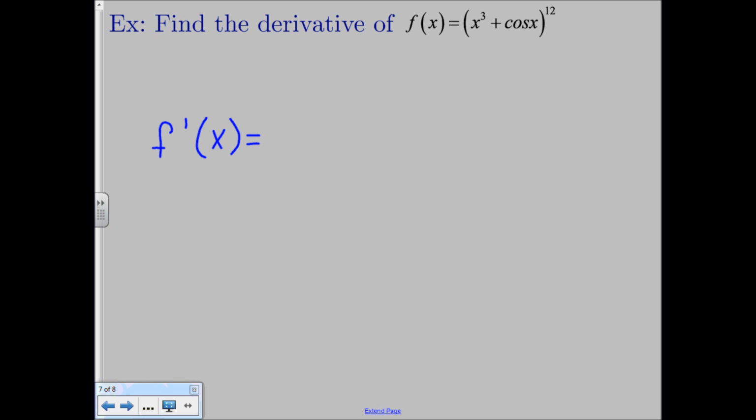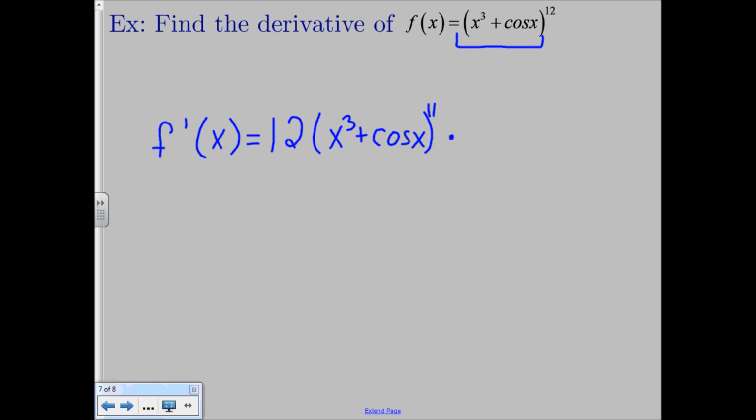So the first thing we hit, moving in for our derivative, is the whole parentheses raised to the 12th power. Since it's raised to a power, we can use our power rule. So we're going to bring down the 12. We're going to leave that base of x cubed plus cosine of x the same. We're going to subtract 1 from our exponent, so this becomes an 11.